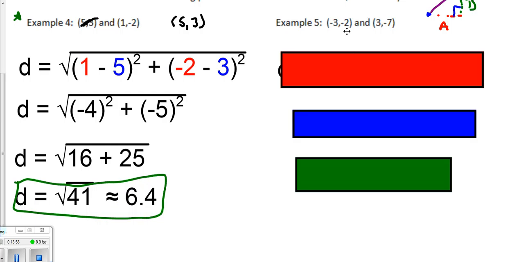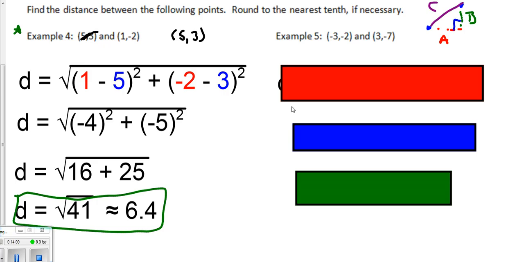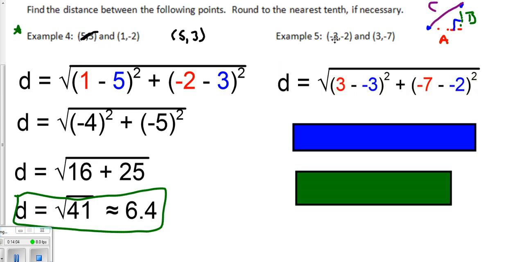For this next problem, we're going to skip all this extra step and just type it into the calculator. So going from negative 3, negative 2 to 3, negative 7, this would be the distance formula. We just typed it all in. This 3 goes here, this negative 3 goes here, this negative 7 goes here, this negative 2 goes here. So we just moved everything into their positions. From here then, all we have to do is just type that exactly into the calculator.